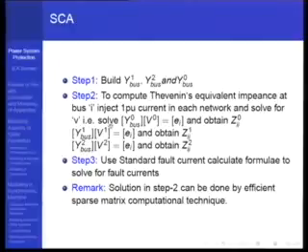Once the corresponding Thevenin's impedances are obtained, then the fault current can be calculated using the standard table. Like if it is an SLG fault, then put positive sequence, negative sequence, zero sequence in series and so on. So those standard things will be used.